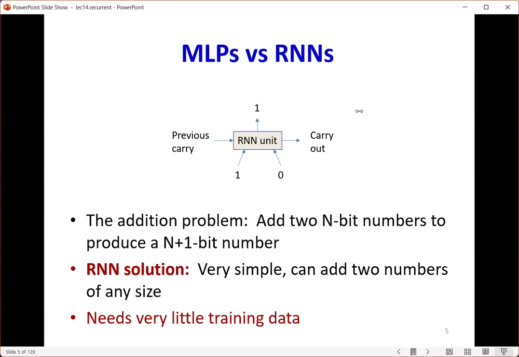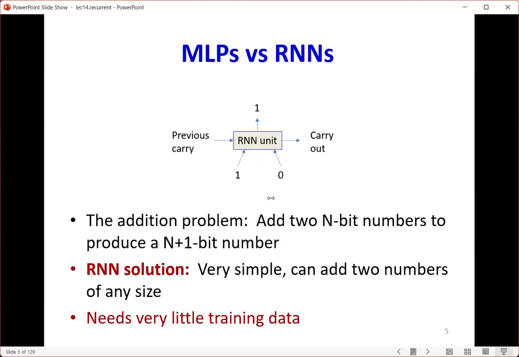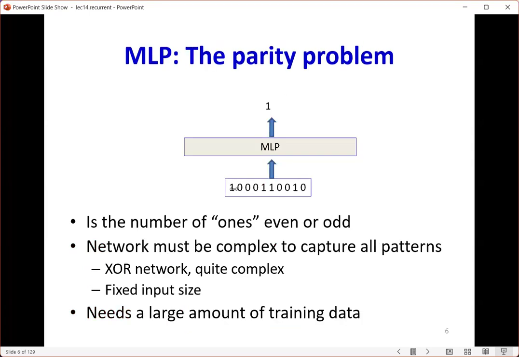Or here's another problem, the parity problem. I want a network that looks at n-bit inputs and outputs a 1 if the number of ones in the input is odd, and a 0 if the number of ones is even. So in this case, if I want to train an MLP, how large would this MLP be? Anybody? How large is this going to be for an n-bit input?